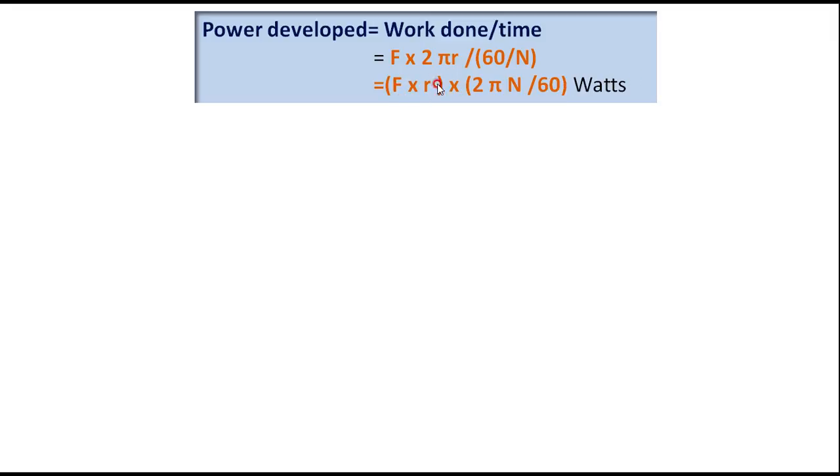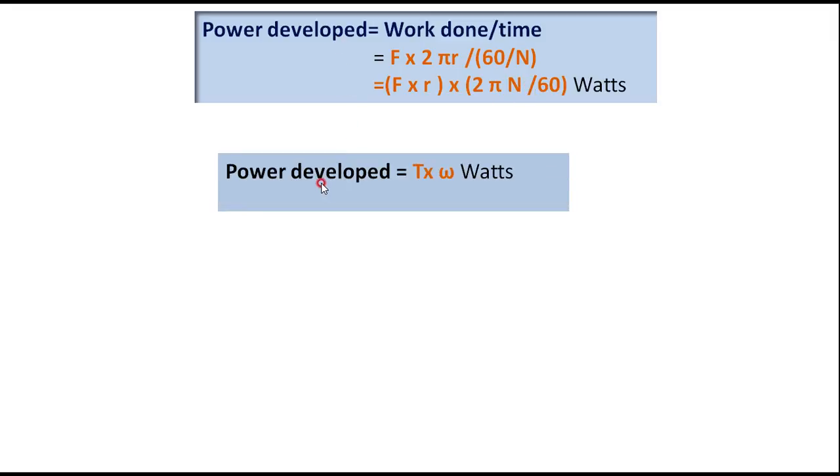Here I am clubbing F and r, because F into r gives the torque, and 2 pi n by 60 gives omega, the angular velocity. Therefore, the power developed is expressed simply as T into omega, because F into r is T and 2 pi n by 60 is omega.